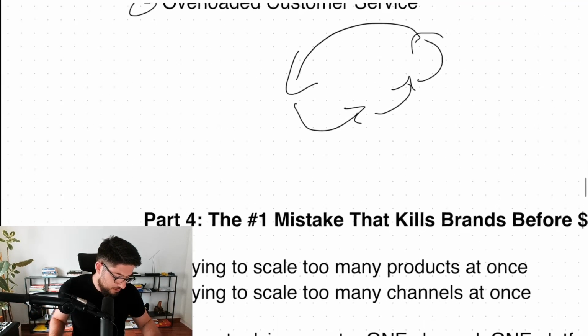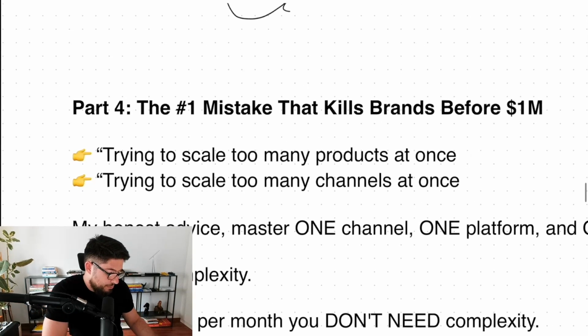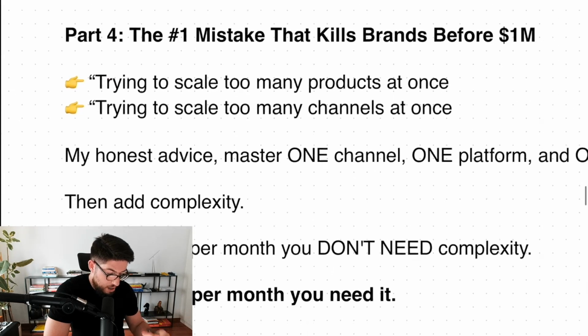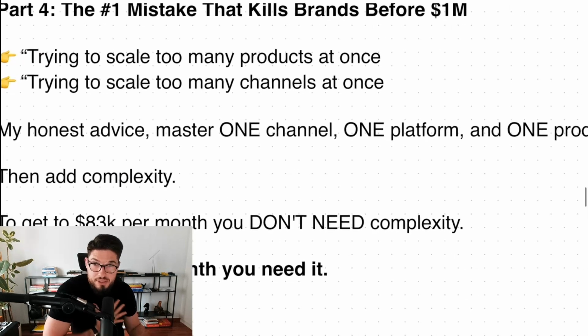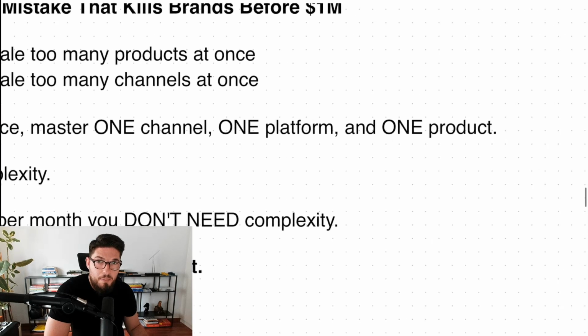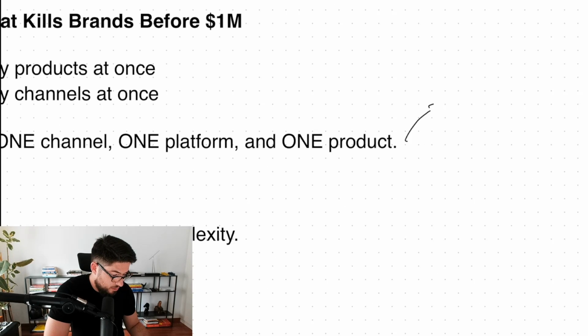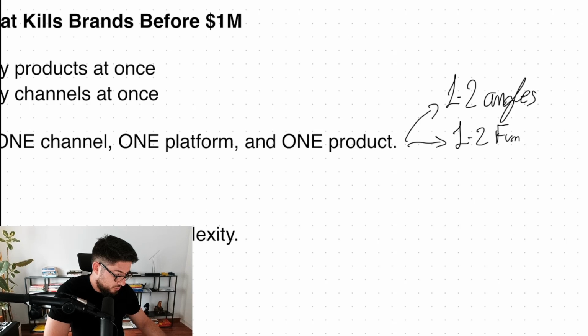Okay. Part 4, the number one mistake that kills brands before 1 million. I would say trying to scale too many products at once or trying to scale too many channels at once. The grass is not greener on the other side. And before 1 million, I would say try to become the master at one thing. Okay? My honest advice, one channel, I would say Facebook ads, one platform, one product. In this one product, it's gonna be 1 to 2 angles and 1 to 2 funnels.